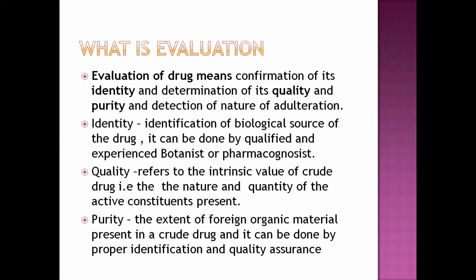So the first term is identity. What is identity? Identity means the identification of the biological source of the drug, and it can be done by a qualified and experienced botanist or pharmacognosist. Then comes the quality. What is quality? It refers to the intrinsic value of a crude drug, that is the nature and quantity of the active constituent present in that drug, in which amount the active constituents are present. If the drug is of inferior quality, then it does not contain the active constituent as it should be in the pure drug. Then next comes the purity.